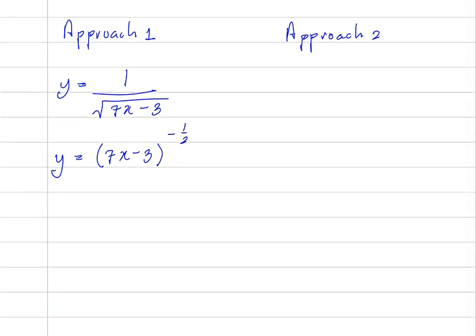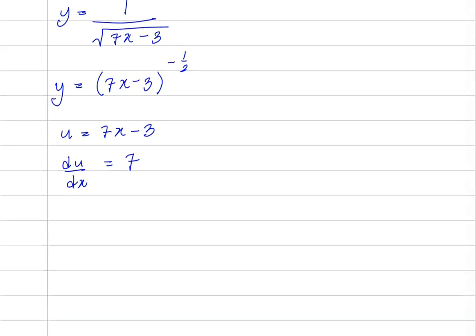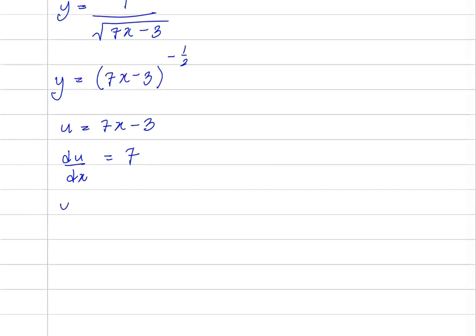So let's differentiate. Let u be equal to 7x minus 3. du by dx would be equal to 7, because we differentiate 7x minus 3: it's 7 times the differential of x, which is 1, minus the differential of 3, which is 0. Y, again, would be equal to u to the minus a half power.